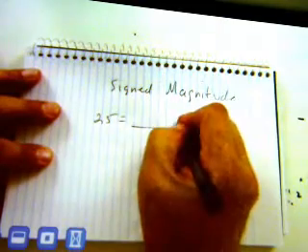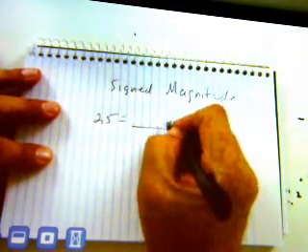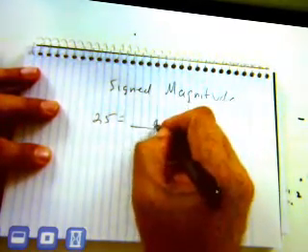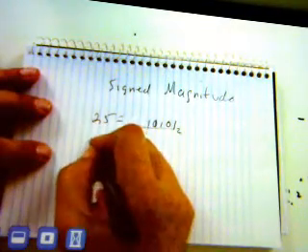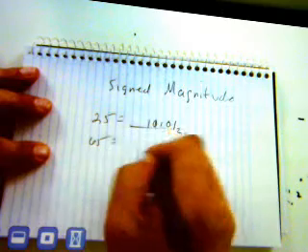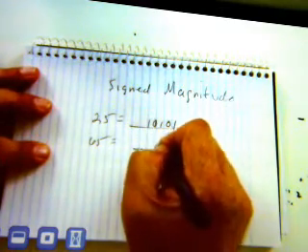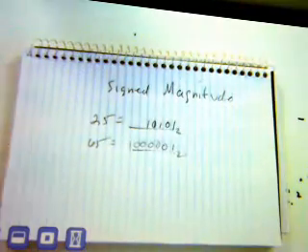Let's see, 1, 2, 4. Is that right? 25 in base 2 is 1, 2, 4, 8, 16, and so forth, okay?